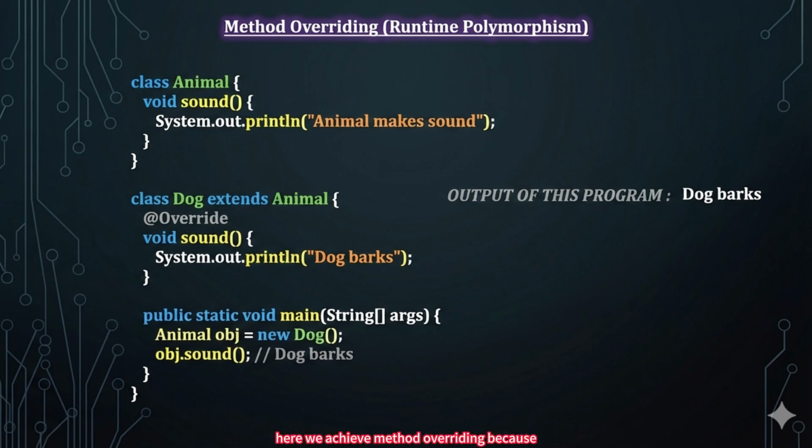Here, we achieve method overriding because same method name, same parameters, different implementation, defined in parent and child classes. The decision is made at runtime. That's why it is called runtime polymorphism. This was a complete explanation of polymorphism in Java, including method overloading and method overriding with simple examples. I hope the concept is now clear.